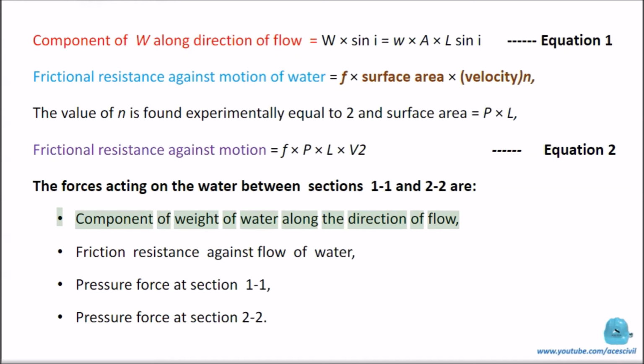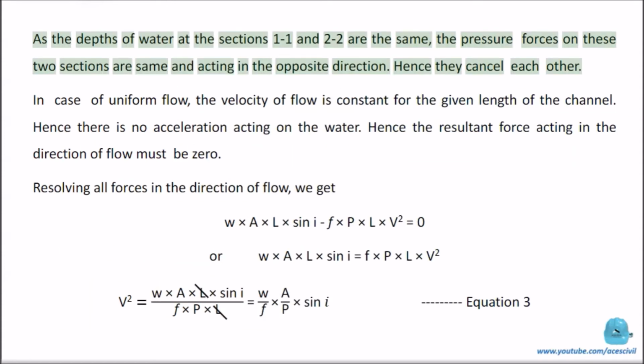The forces acting on the water between sections 1-1 and 2-2 are component of weight of water along the direction of flow, frictional resistance against flow of water, pressure force at section 1-1, and pressure force at section 2-2. As the depths of water at the sections 1-1 and 2-2 are the same, the pressure forces on these two sections are the same and acting in the opposite direction. Hence they cancel each other.